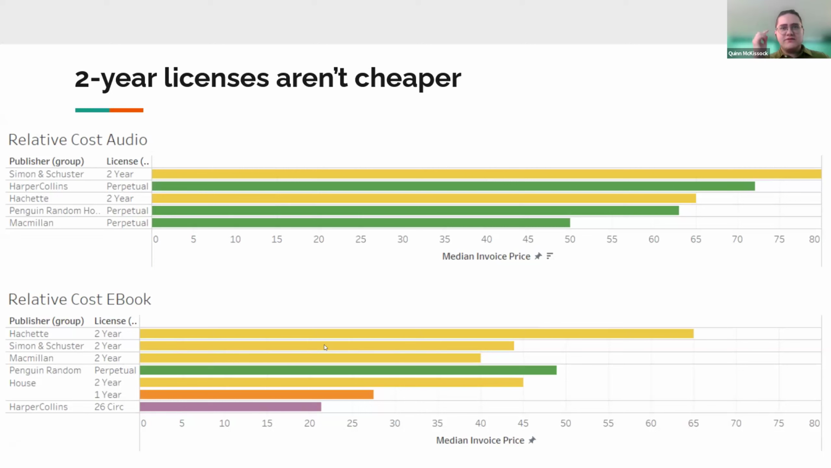But again, keeping in mind, right, to not do apples and oranges, that the yellow here is a two-year license and the green is perpetual. But concerningly, and maybe not surprisingly, our most expensive ones are also those two-year licenses. But yeah, I think this chart shows that breakdown for publisher.